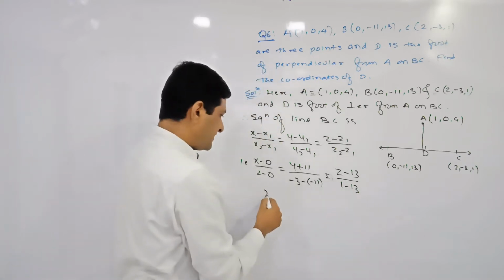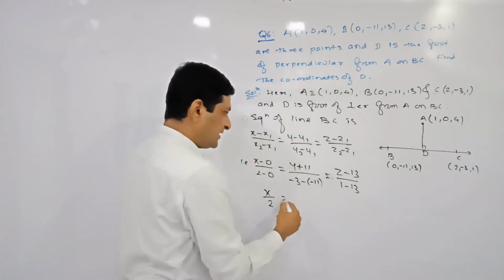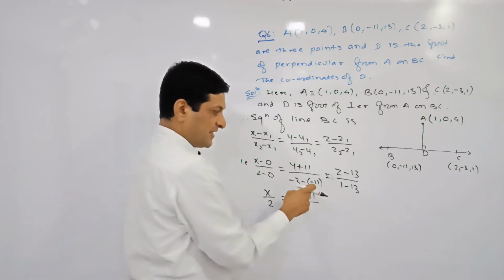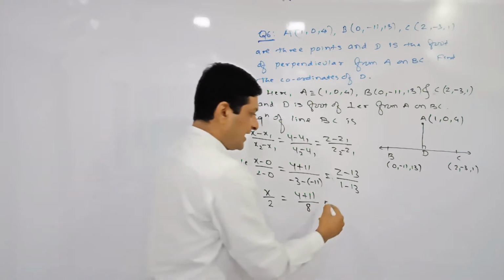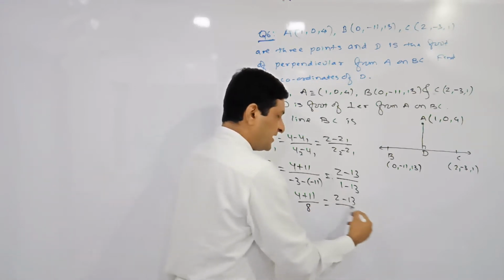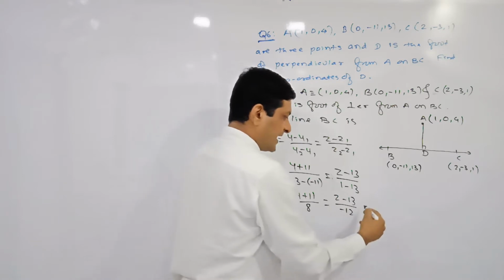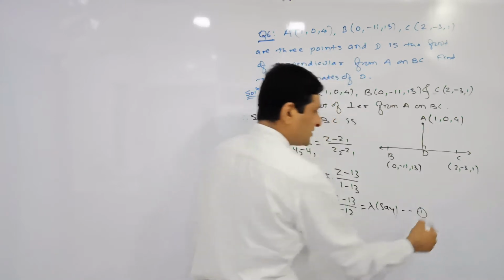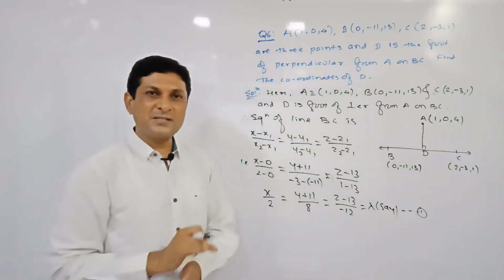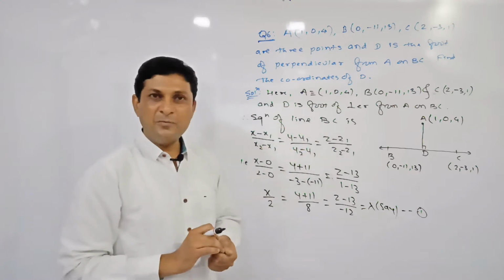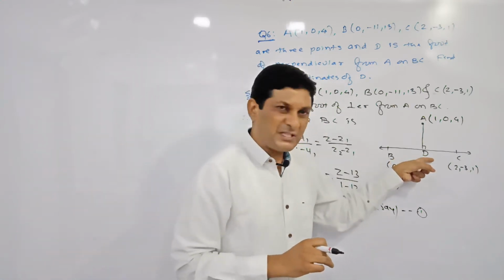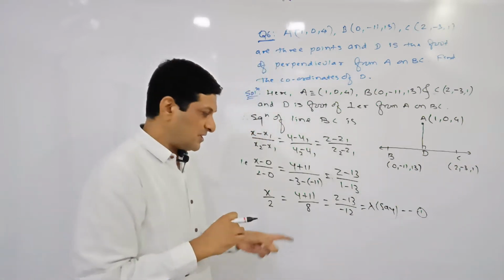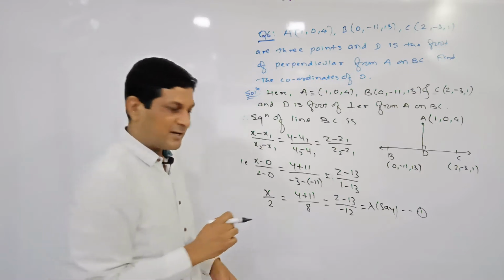So let us simplify it. Here we will get x upon 2 is equal to (y plus 11) upon 8, since 11 minus 3 is equal to 8, and (z minus 13) upon (1 minus 13), which is minus 12. Let us denote this common value by lambda, and denote this equation by equation number 1. This is the equation of which line? The equation of line BC. Now D is a point on line BC, so the coordinates of point D satisfy the equation of the line. From this equation we are trying to find the coordinates of point D.